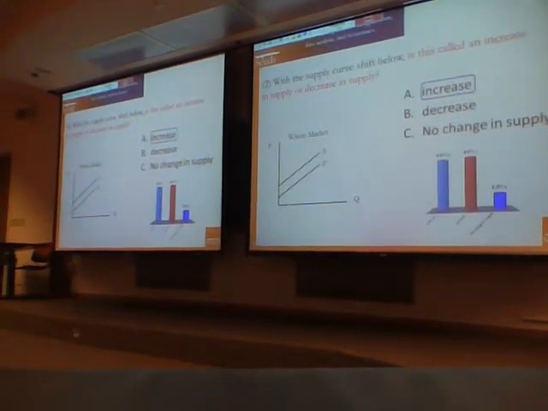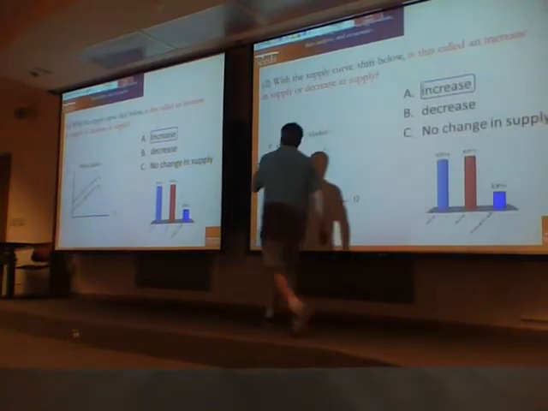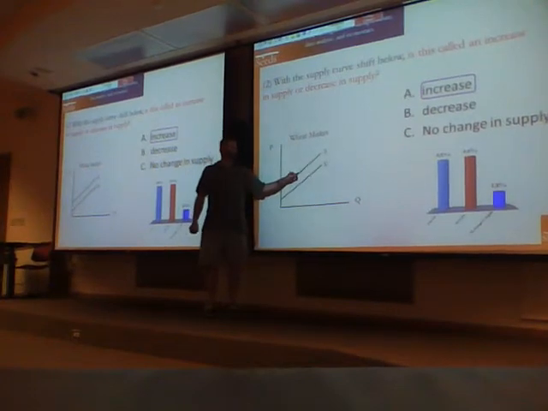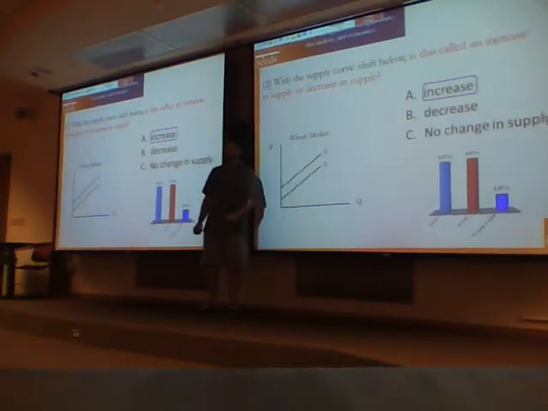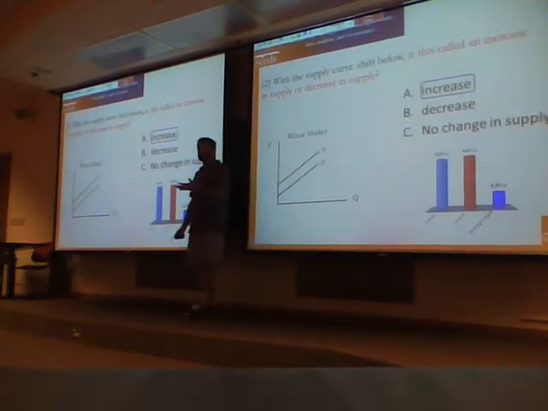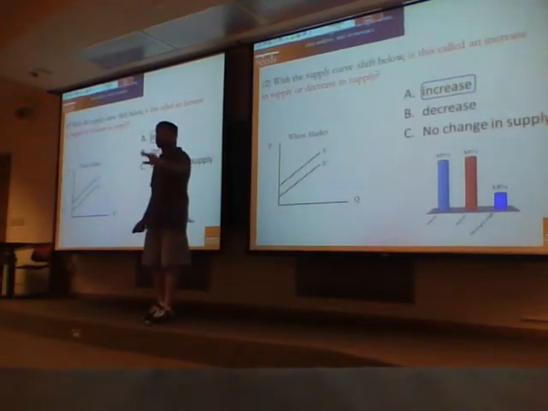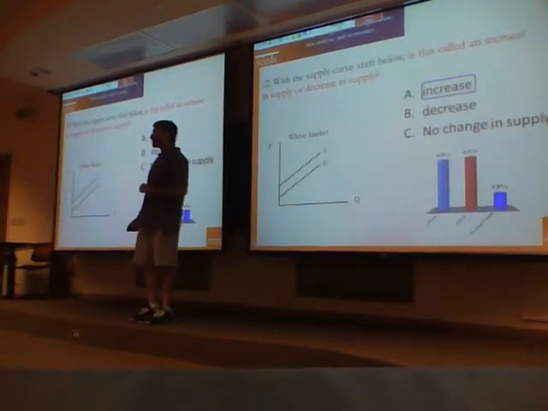About even. It was an increase. And here's the way to think of it. Remember what we said before? At any price, wheat producers will now produce more. So if the price is $5 and now they'll produce more at that same price, that's an increase in supply.